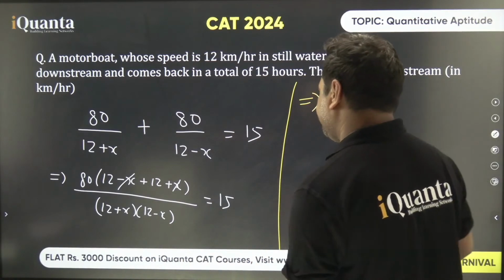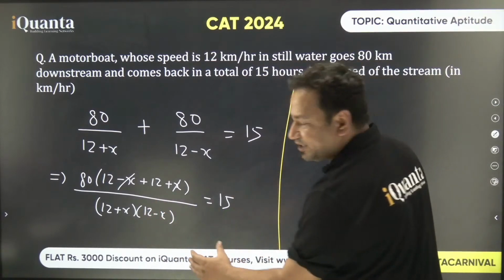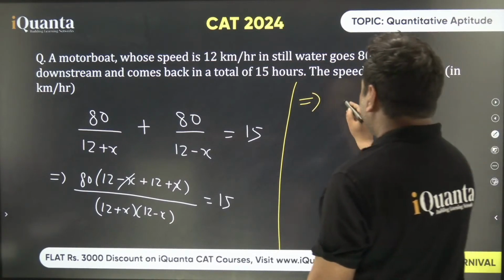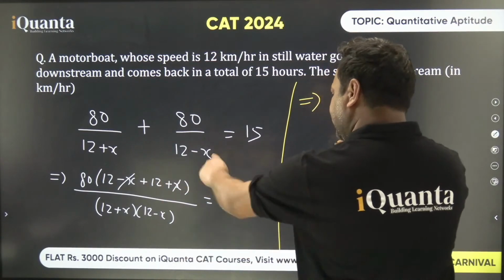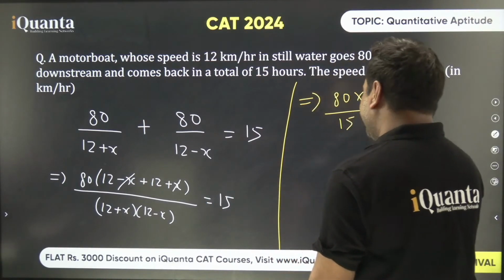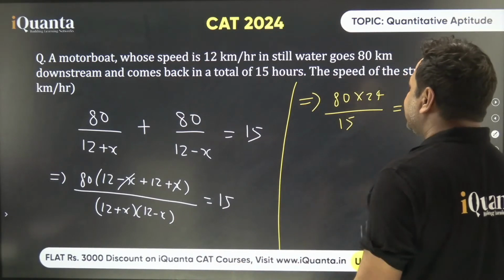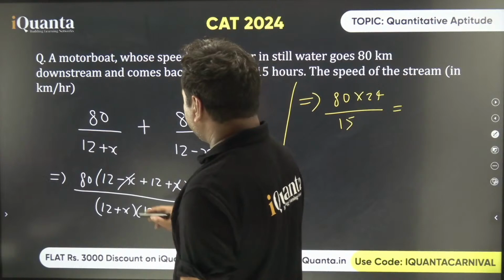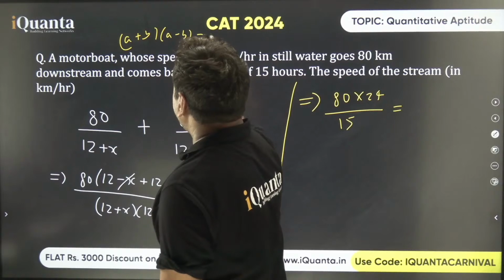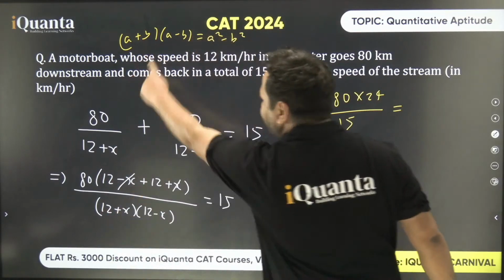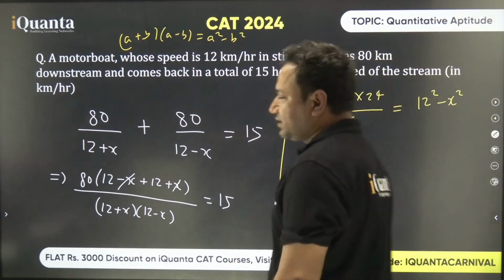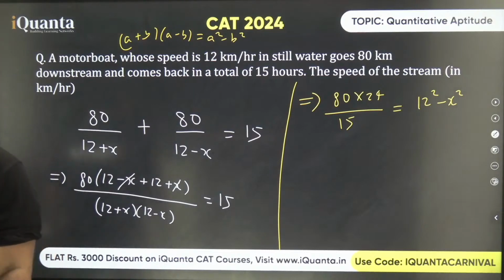Which further means, if I do some cross multiplication, I send this to the right hand side and do all that stuff. What do I get? In the left hand side I have 80 times, inside the bracket, 12 plus 12 is 24. Bringing 15 here and sending 12 plus x into 12 minus x to the right hand side. By the way, all of us know that a plus b multiplied by a minus b is equal to a square minus b square. Here a is 12 and b is x, so I'll get 12 square minus x square in the right hand side. All right.